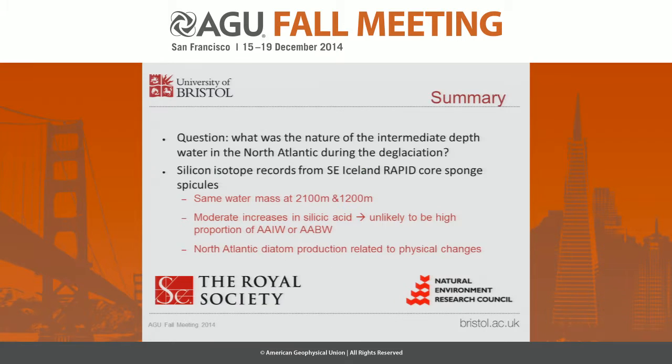So I think with 1 minute left, I will go back to the summary slide just to say that I was hopefully convincing you that we can use silicon isotopes to address this question of the nature of the intermediate depth water during the deglaciation, and that we have evidence from the high latitude North Atlantic now that down to a depth of more than 2,000 meters, we're not really seeing a very strong Southern Ocean signal there. I'll stop there. Thank you.